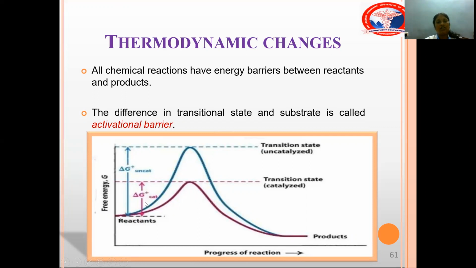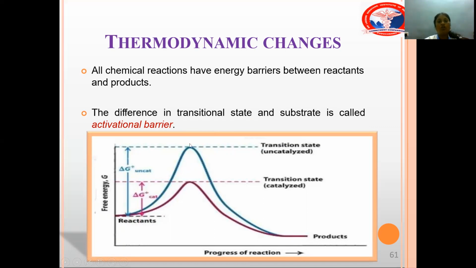Here you can see the blue color is the energy state attained by the transition state of the reaction where the enzyme has no catalytic action, and the violet color is the enzyme catalyzed reaction, which is the energy state acquired with the transition state of an enzyme catalyzed reaction. Whether it is an uncatalyzed reaction or an enzyme catalyzed reaction, the difference between the substrate free energy and the transition state free energy is called the activation barrier.